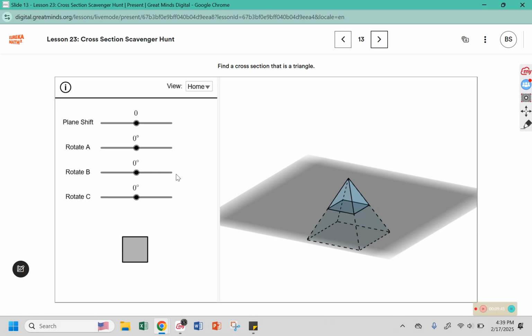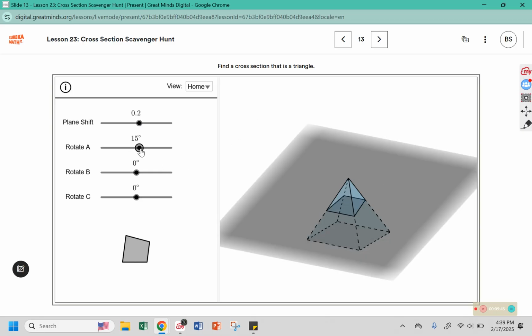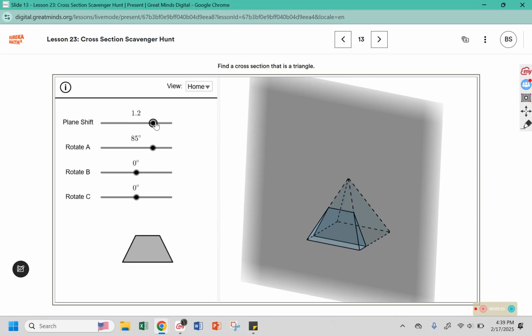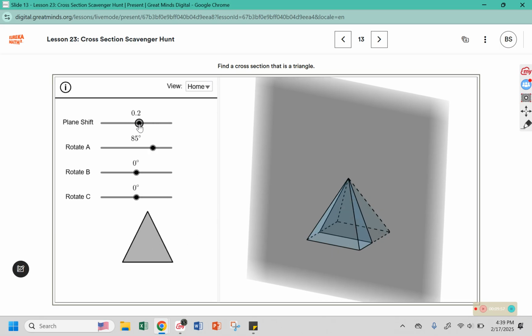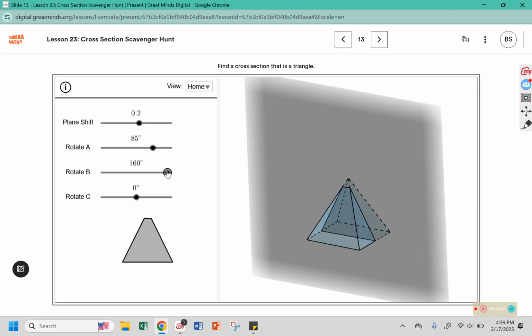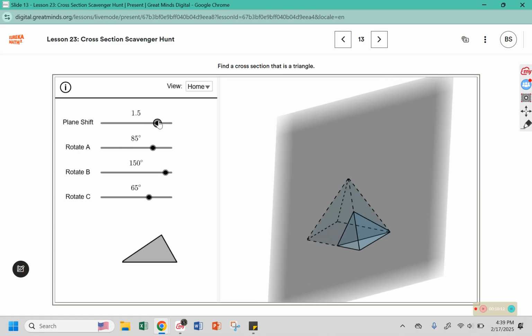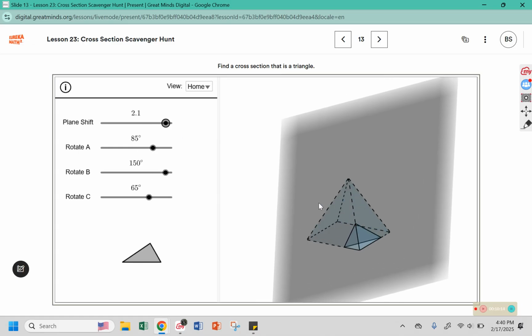Find a cross section that is a triangle. If we cut one that is perpendicular to the base, we will get a triangle. And if we shift it out, it will change, but we want to cut straight through the center, or we could try and cut through the side and slide it out towards the corner to create a triangle as well.